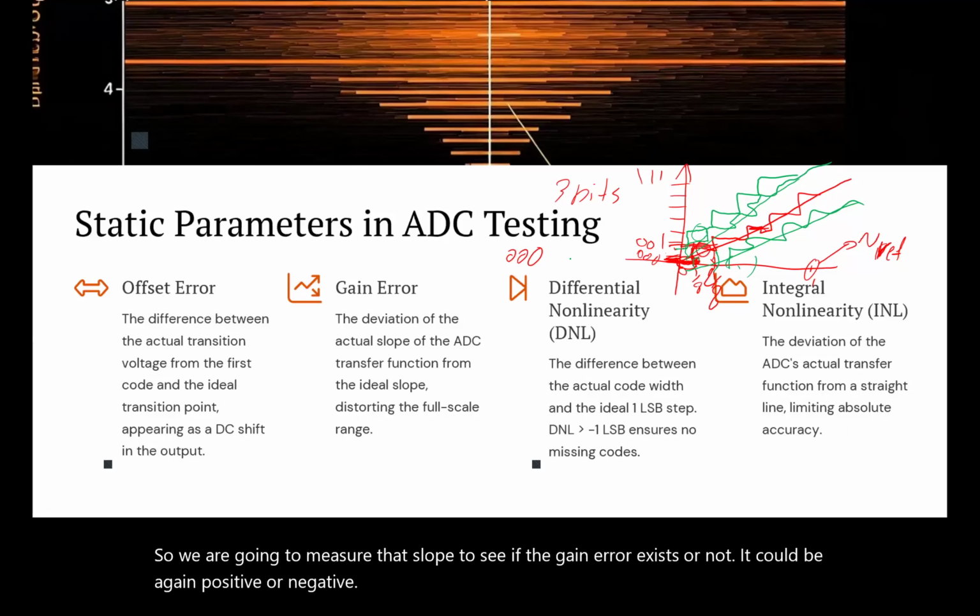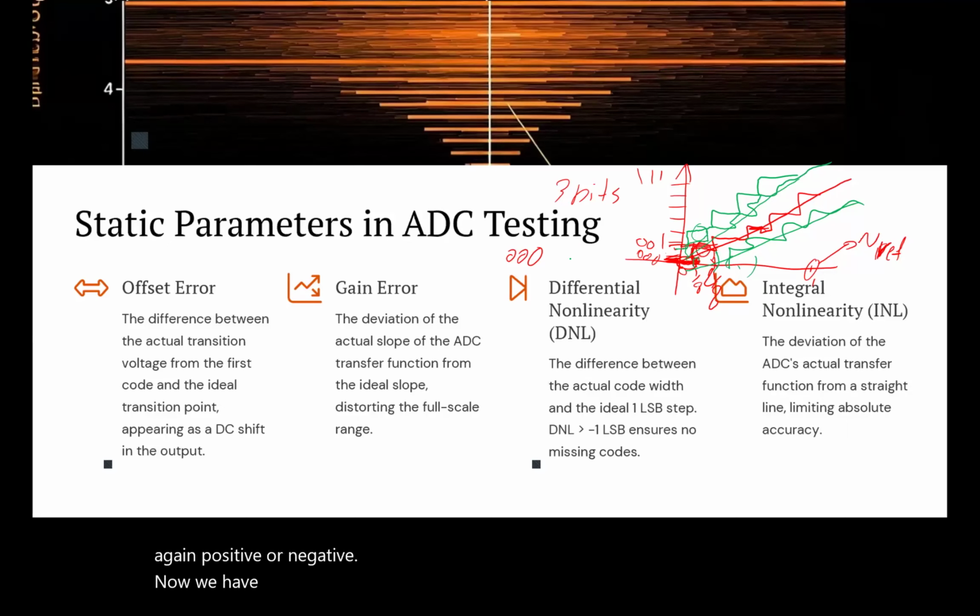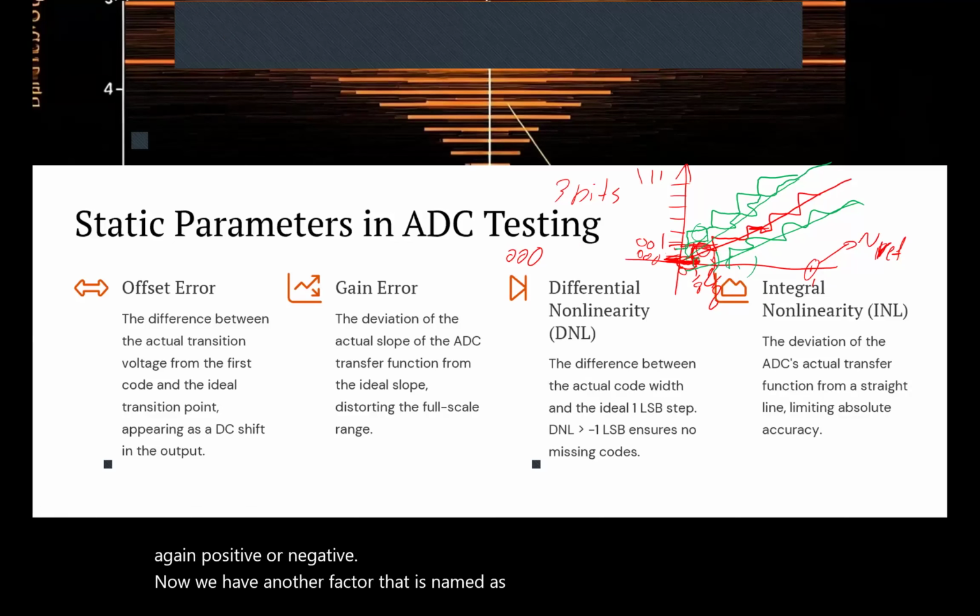Now, we have another factor named DNL, or differential nonlinearity. Now, what does that mean?